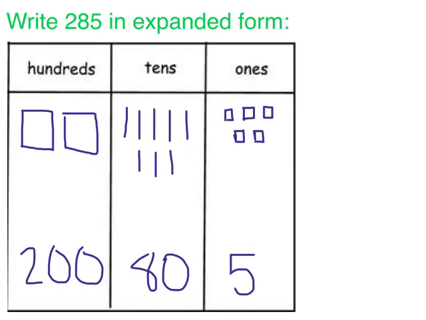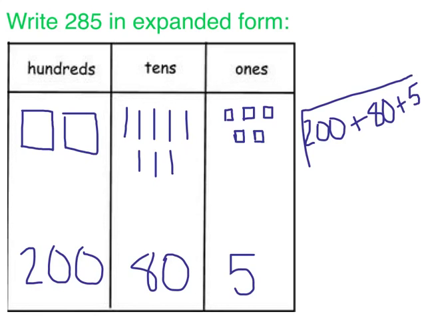If I write a number in expanded form, I'm expanding it out to show it as adding the value of each digit together. If I took 2 hundreds, or 200, added them to 8 tens, or 80, and then added them to 5 ones, or 5, I would have my number in expanded form. 200 plus 80 plus 5.